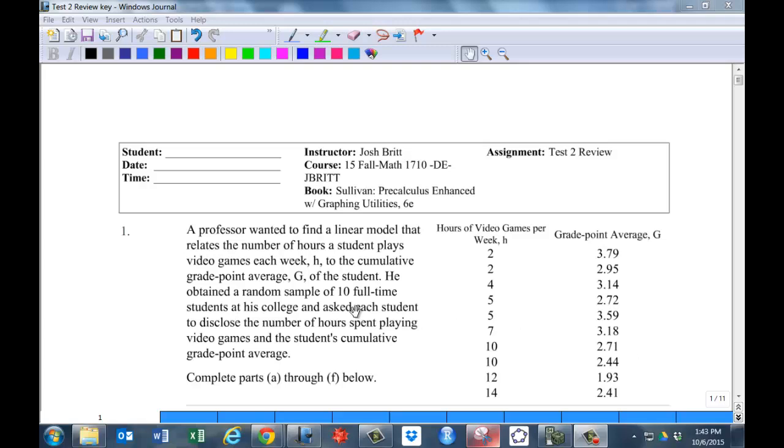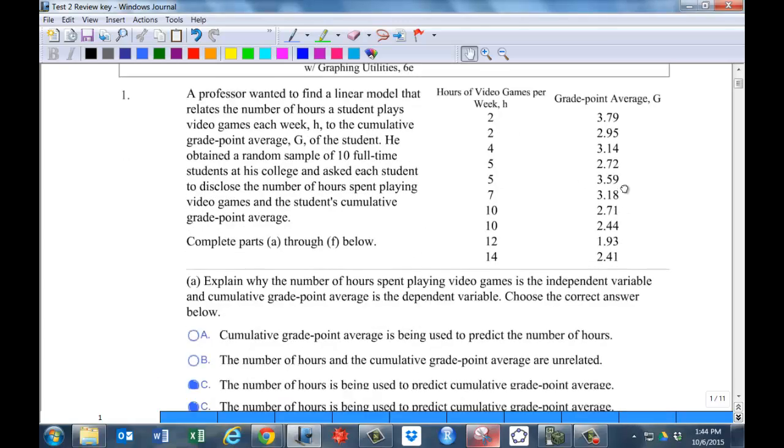Alright, this is the review for test 2. Question 1 says a professor wanted to find a linear model that relates the number of hours a student plays video games each week, which is H, to the cumulative grade point average G of the student. He obtains a random sample of 10 full-time students at his college and asks each student to disclose the number of hours spent playing video games. So here we have the hours and the GPA.